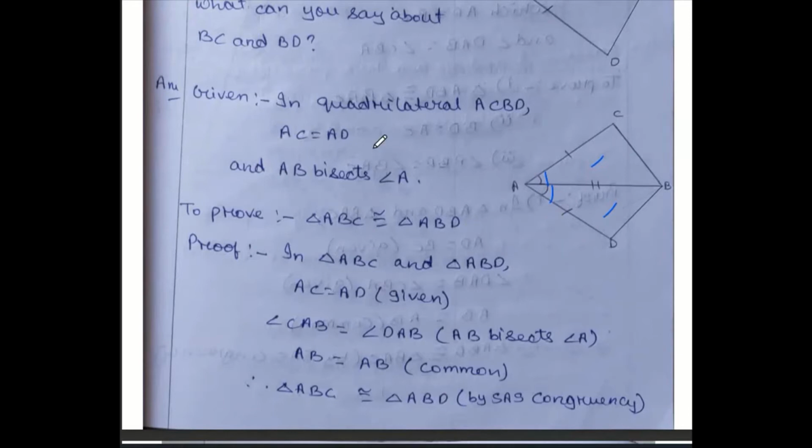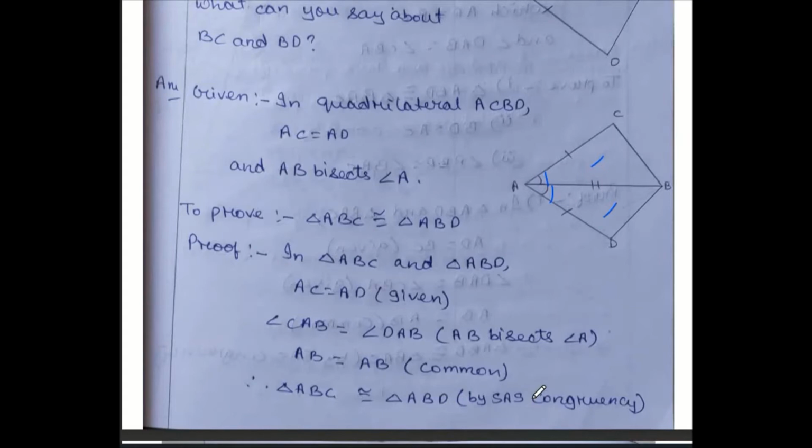So the given is already written, the diagram is also drawn. To prove, that is our question: triangle ABC congruent to triangle ABD. Now the proof. In triangle ABC and triangle ABD, first take AC equals AD, which is given. Second, let us take this angle and this angle: since AB is bisecting angle A, angle CAB equals angle DAB. AB bisects angle A, that's the reason. Whatever conditions you are using, whatever equal parts you are taking, you must write the reason. Third, AB equals AB, which is common. So both the triangles are congruent by side angle side congruency.